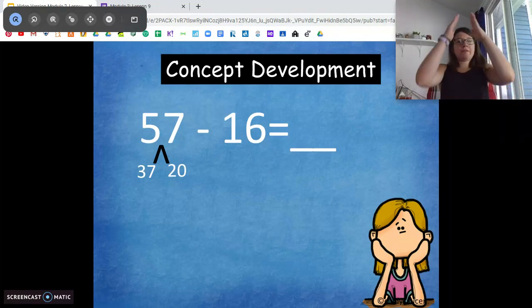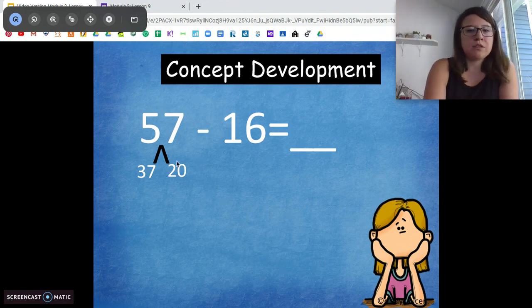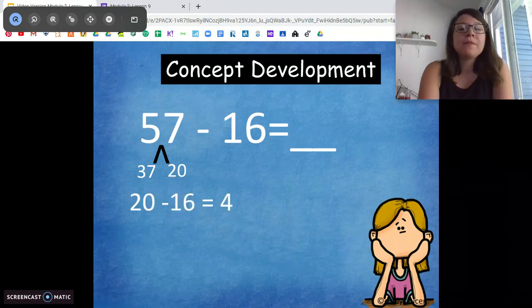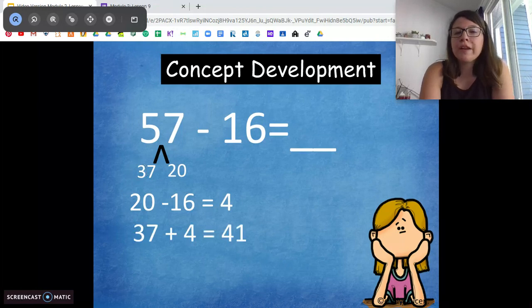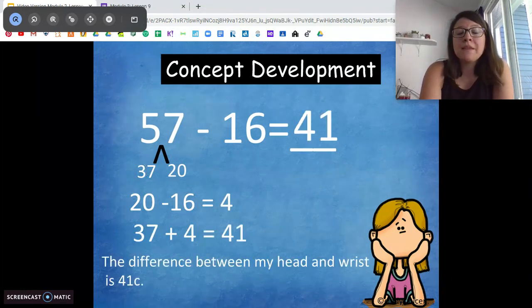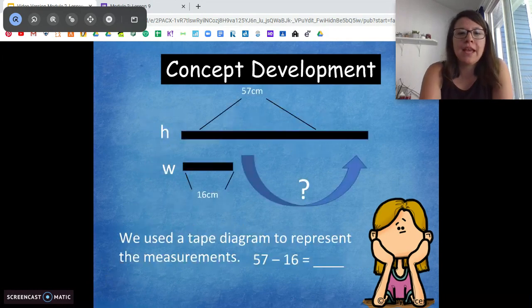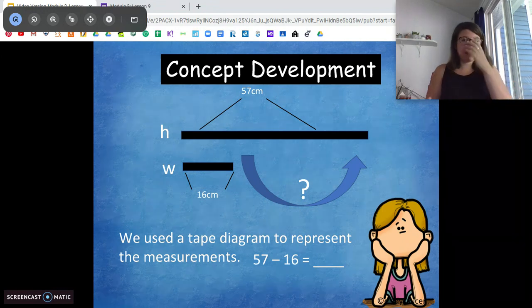Ready? So they broke 57. They decomposed 57 into a group of 10 and the extra ones. So we know that this is an easier fact to solve. So we can do 20 minus 16, and we know that that's 4 because we know our 10s facts. Then we're going to take the extra number over here, which is 37, add it to 4, and our answer is 41. So the difference between my head and my wrist is 41 centimeters. My head is 41 centimeters longer than my wrist. So we can use tape diagrams to help us better understand the difference in lengths between 2 objects.